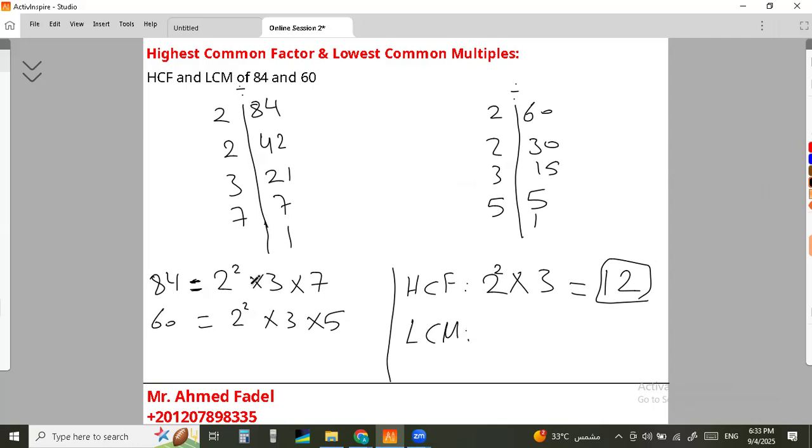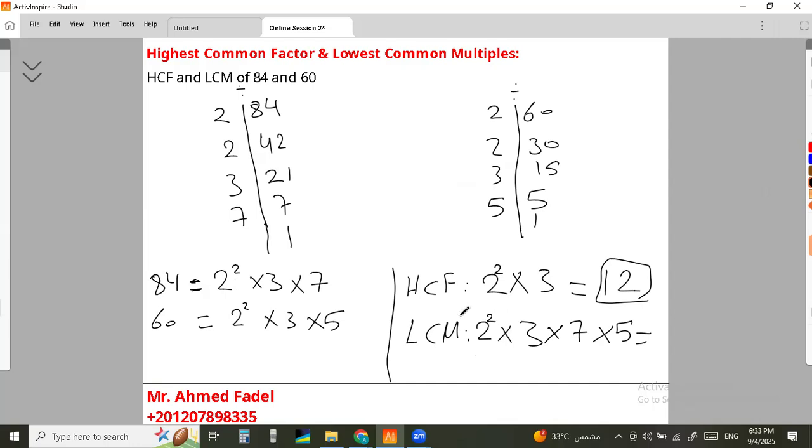In the LCM, we need to take the common ones once and the uncommon ones also. So the 2 is common, yes, take it. The 3, the 7, the 5. So that's the difference between the LCM and the HCF. Now let's worry about the powers. In the lowest common multiple, I take the highest power. So for the 2, I have 2 to the power of 2 and 2 to the power of 2. They are the same, mister.